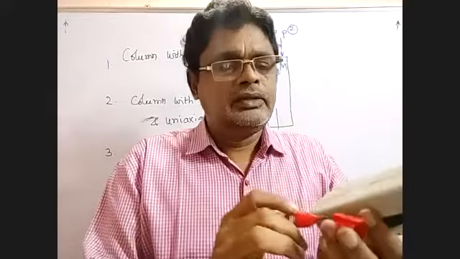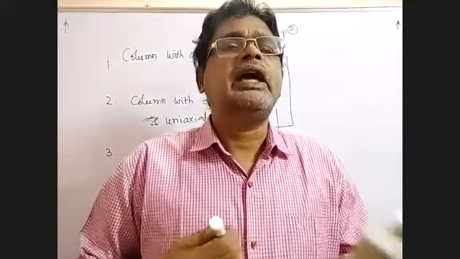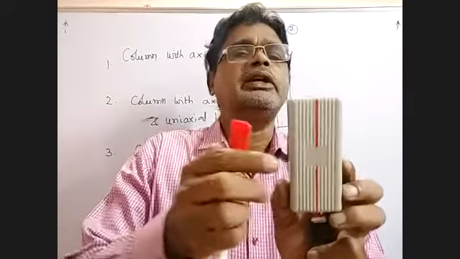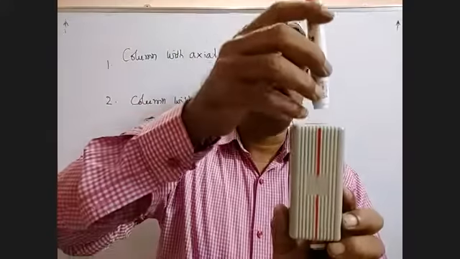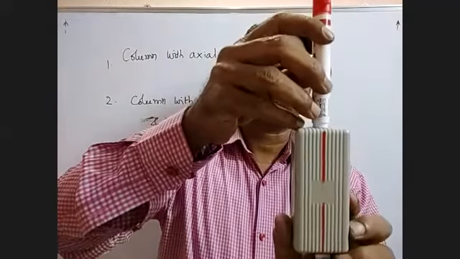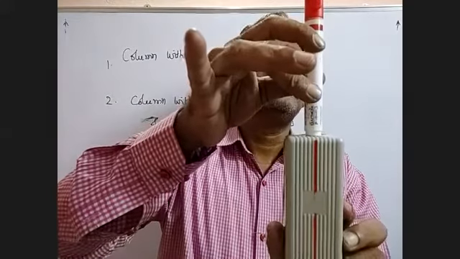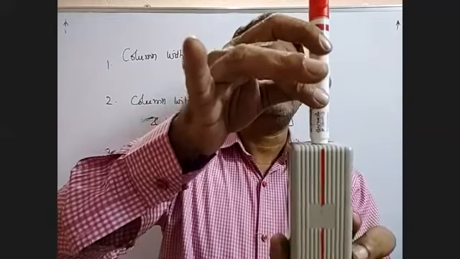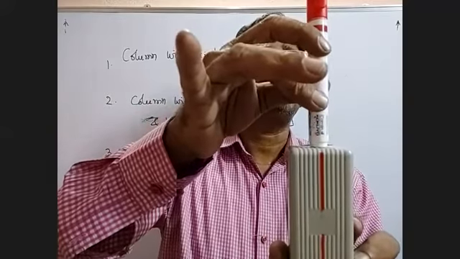So here the first case is the axially loaded compression member. That is, this load is acting exactly at the neutral axis. See here, exactly at the neutral axis. This we call an axially loaded compression member.